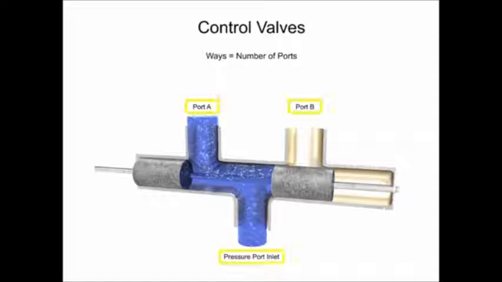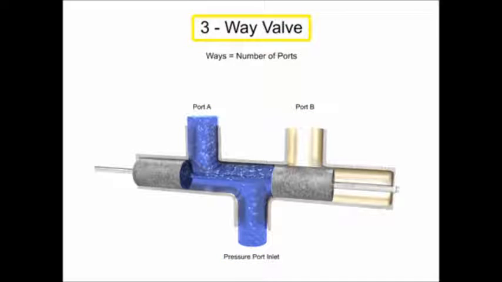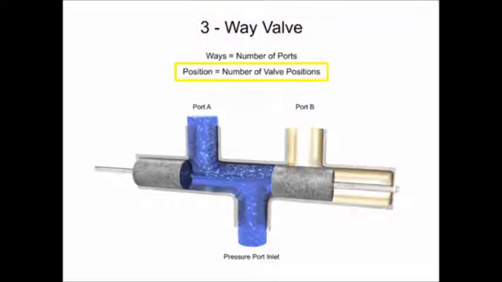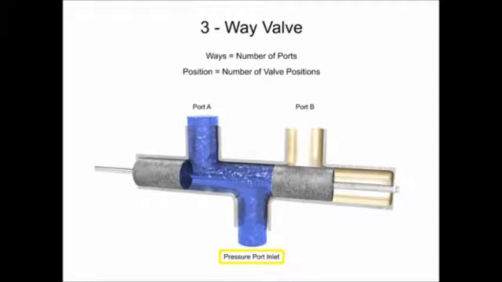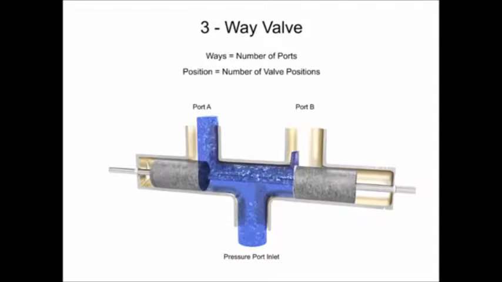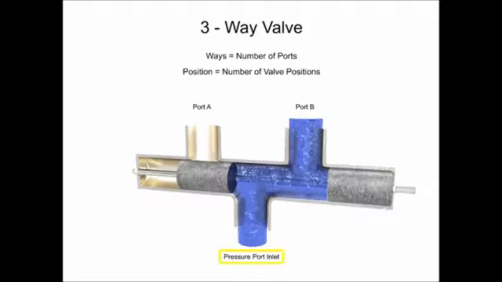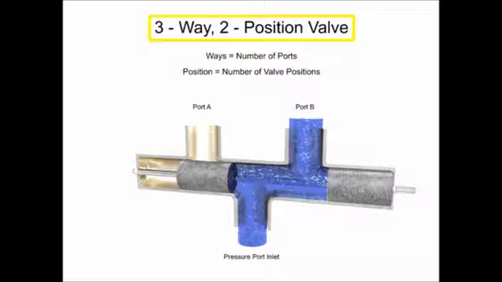This valve has 3 ports, so it is a 3-way valve. The term position refers to the number of discrete operating positions of the internal valve element. For this spool valve, one position allows fluid to flow from the inlet to port A, and a second position allows fluid to flow from the inlet to port B. Therefore, this is a 2-position valve.